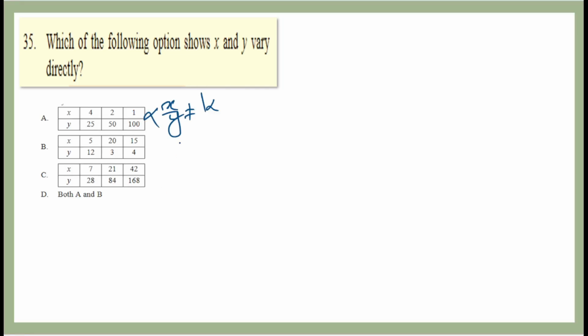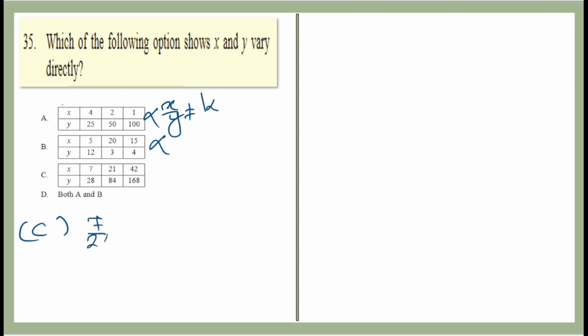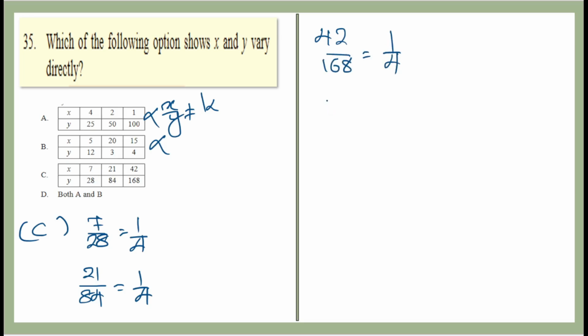Similarly, B values are also not in direct proportion. Now for option C, first ratio x by y equals 1 by 4. Next ratio 21 by 84 also equals 1 by 4. 42 by 168 again equals 1 by 4. Means x by y is always a constant 1 by 4. Hence the set of values of option C are in direct proportion.